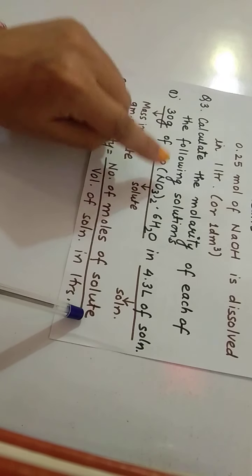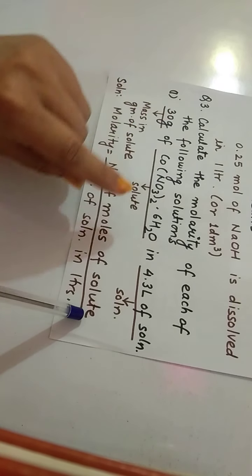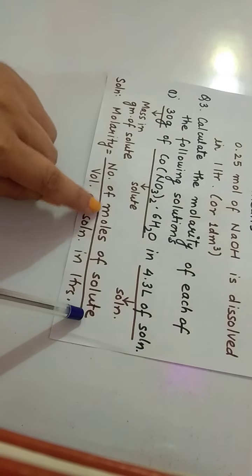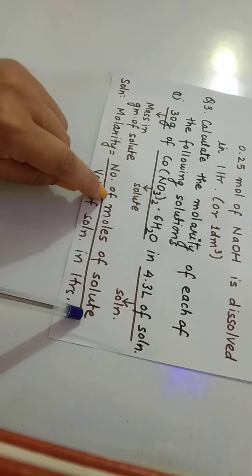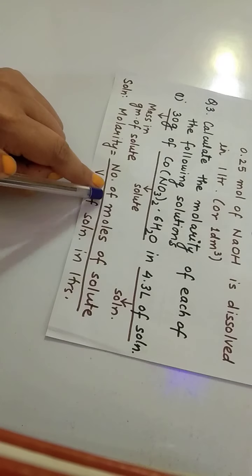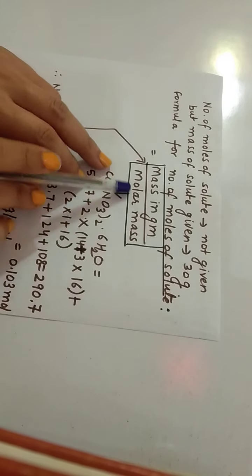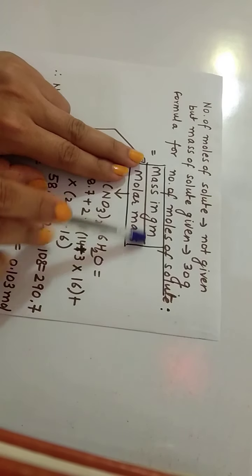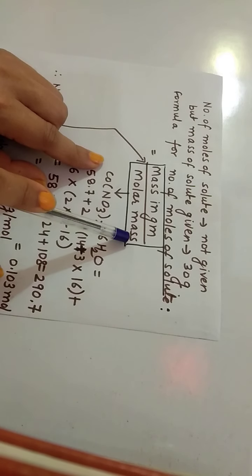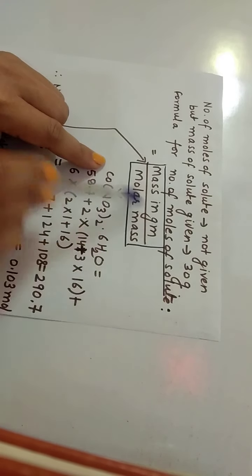moles of solute. Mass of solute is given in grams, but number of moles you need to find out. So your first thing which you need to do is find out the number of moles of solute. Here we know that the number of moles of solute is mass in gram divided by molar mass. So mass in gram of solute is 30 gram.